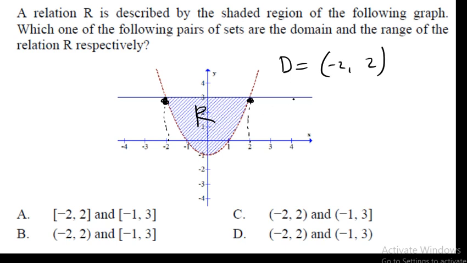inclusive. And when you go to the range, we have to look vertically. The graph ends here and starts from down here, from -1. So it goes from -1 up to the upper part, which is not visible. It should be 3, and this part is also inclusive because the horizontal line is a solid line. It's not broken, so it's part of it. So the domain is the open interval -2 to 2, but the range is between -1 and 3, with 3 included. So the answer should be B.